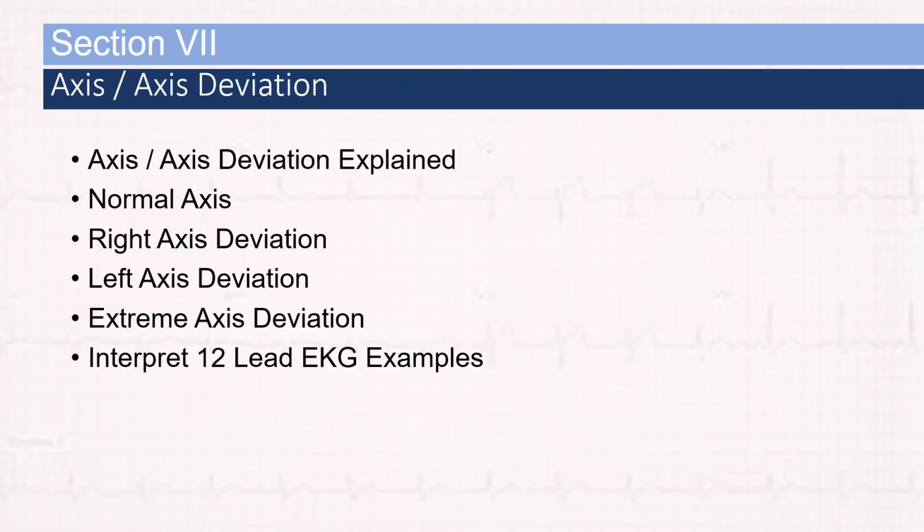Okay, don't get nervous, don't fast forward or delete this. We are going to discuss axis and axis deviation in section 7. It's a lot easier than most providers believe it is. We're going to discuss the source of axis and axis deviation, normal axis, right axis deviation, left axis deviation, extreme axis deviation, and then we're going to look at a couple of 12 lead EKGs and practice what we've learned.